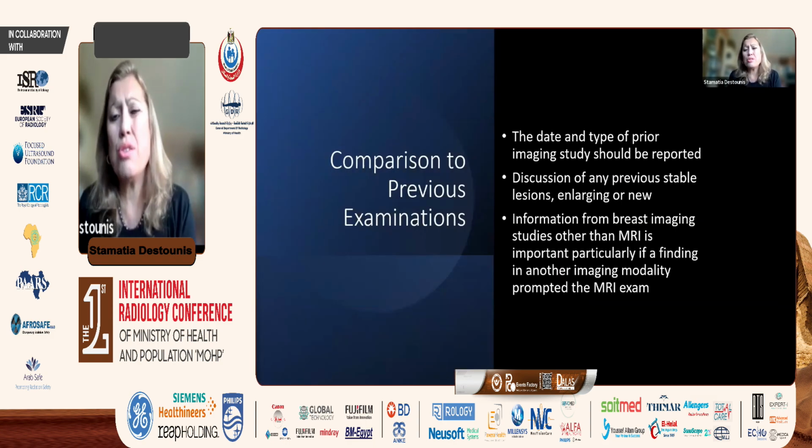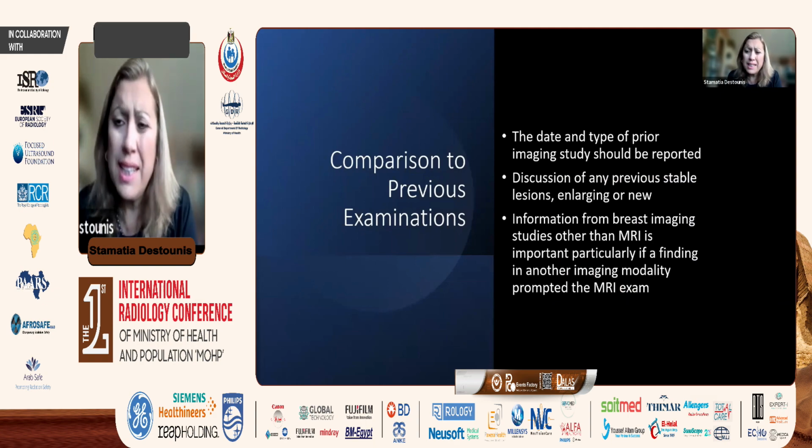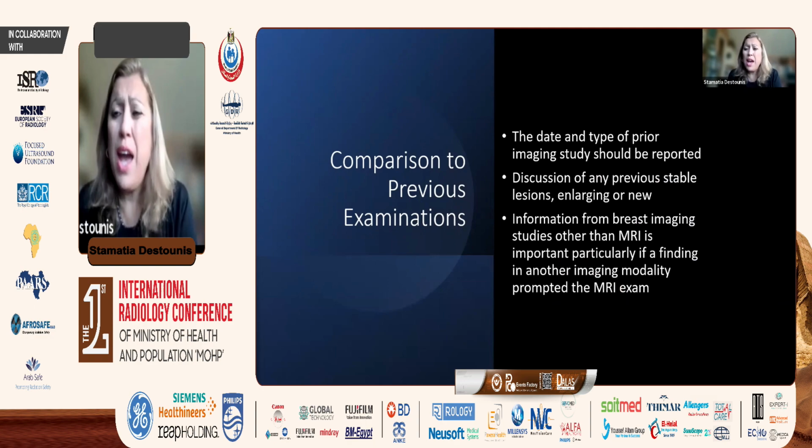Comparison to priors is also very important. Stability of findings that we can see that have been there before. If we have the prior studies, then we can be very strong when we interpret that MRI. A finding may be new, a finding may be getting larger. So the date and the type of prior imaging needs to be reported.